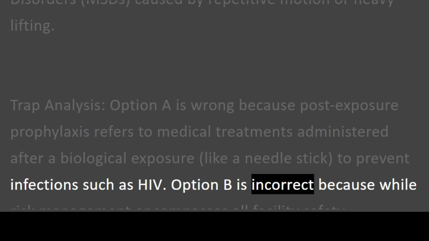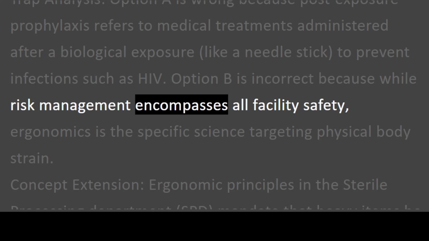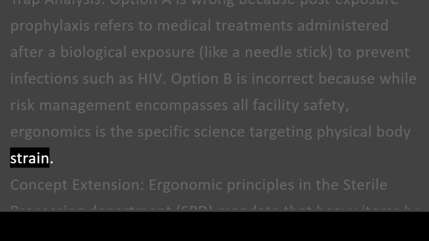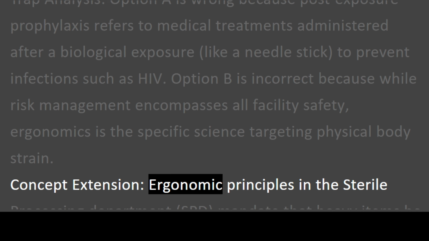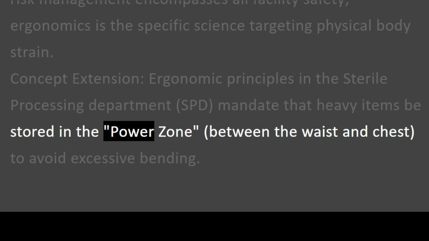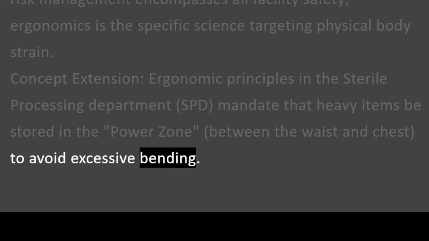Option B is incorrect because while risk management encompasses all facility safety, ergonomics is the specific science targeting physical body strain. Concept extension. Ergonomic principles in the Sterile Processing Department, SPD, mandate that heavy items be stored in the power zone, between the waist and chest, to avoid excessive bending.